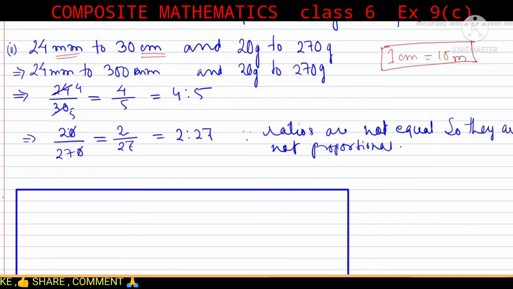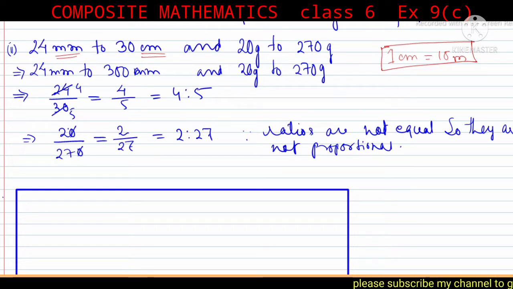Now next number is 20 gram to 270 gram. So we know that ratio do not contains unit. So we will not write the unit. So it is 20/270. So first we will cancel out the 0. I will see if common factor having or not between 2 and 27. So there is no common factor, we will keep as it is. So 2/27, which is equal to 2:27.